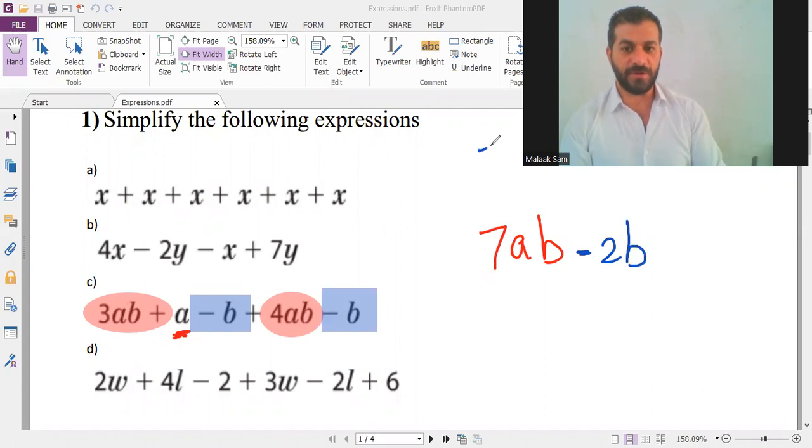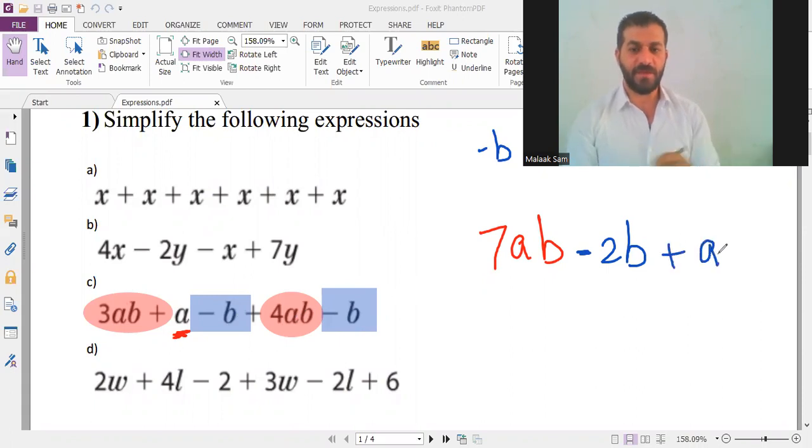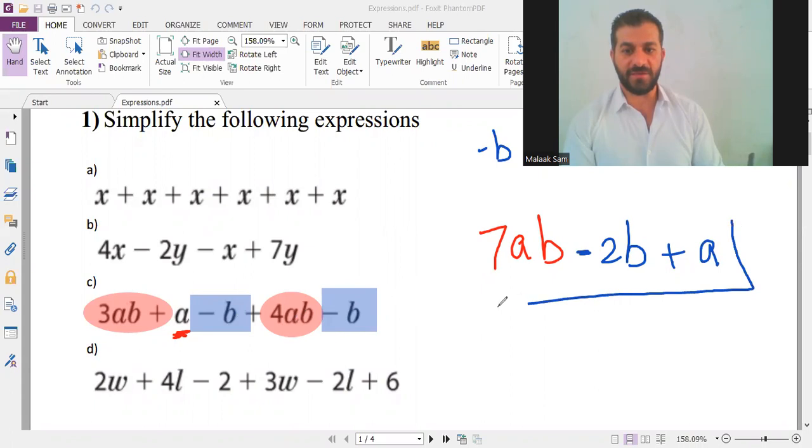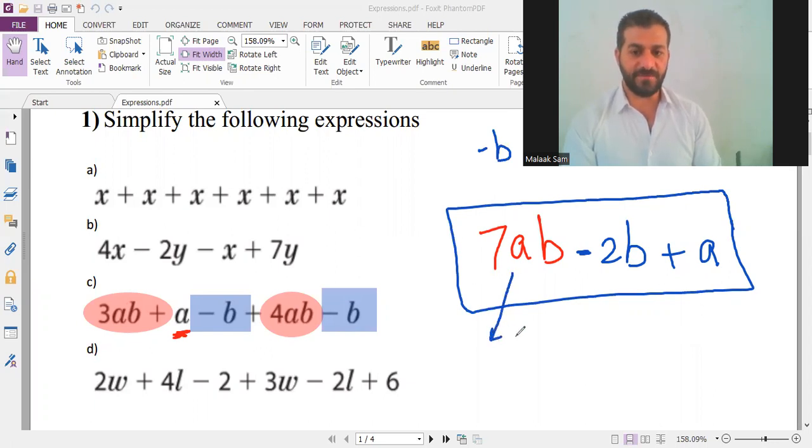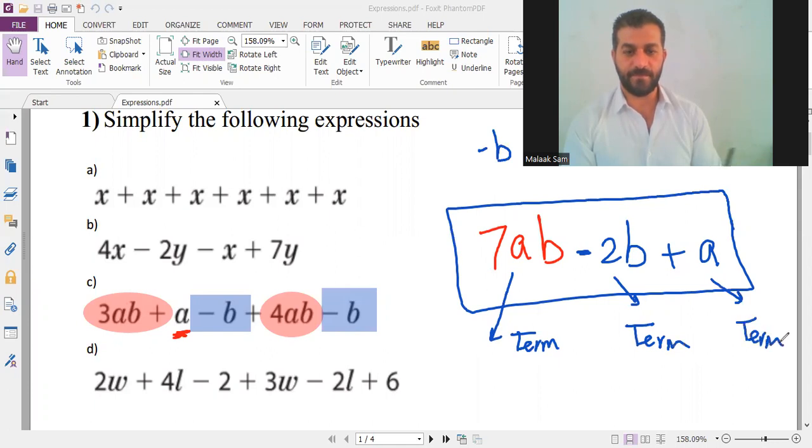You know why? Because minus b equals minus 1b. So I have minus 1b and minus 1b together. When we combine them, we get minus 2b, and we'll write a as it is. So we ended up with 7ab minus 2b plus a. They are three terms. 7ab is a term, minus 2b is a term, and a is a term. Okay, let's go to the next one.